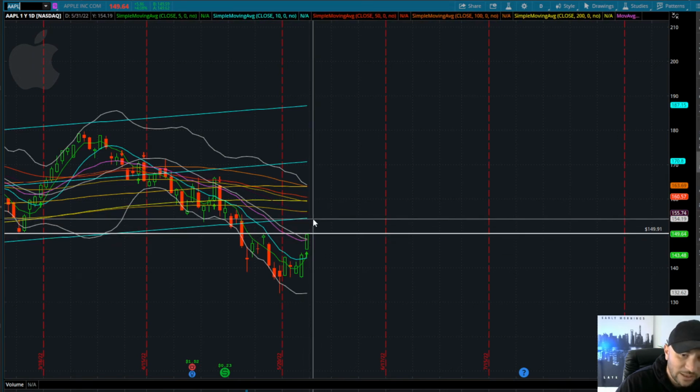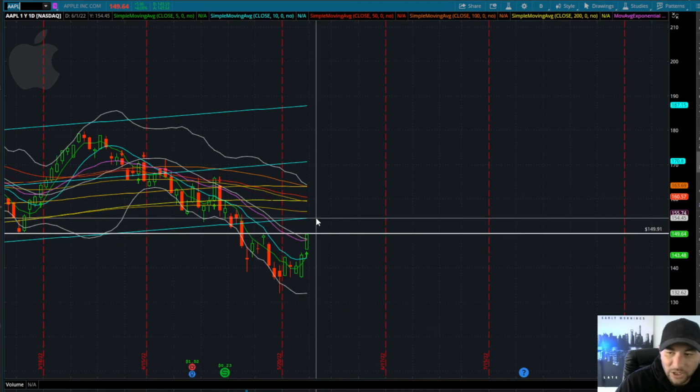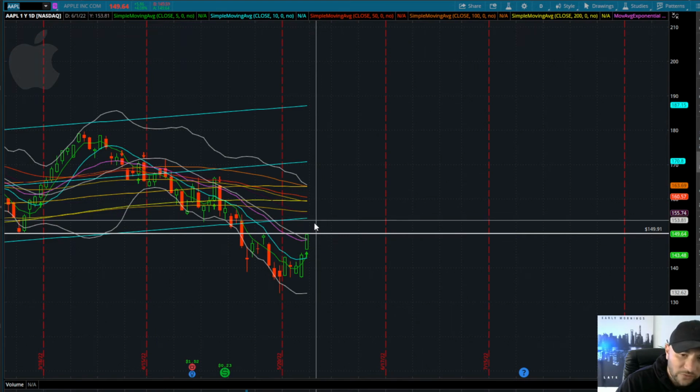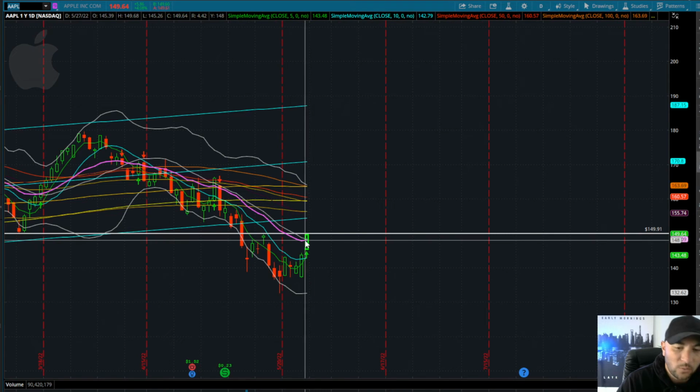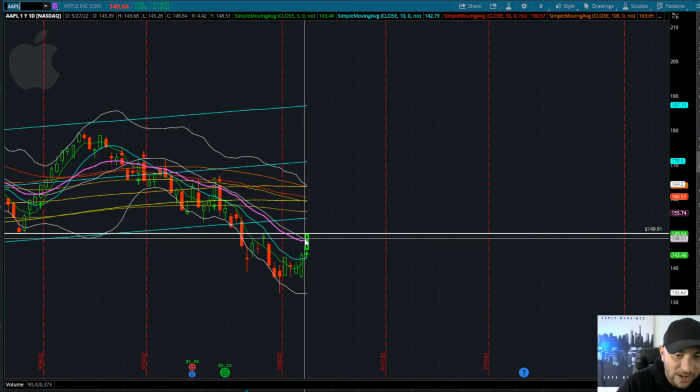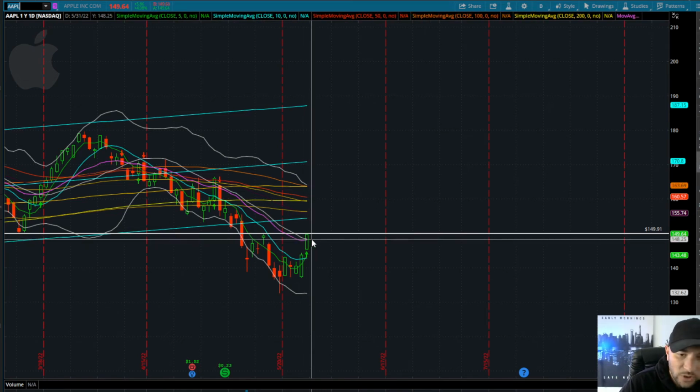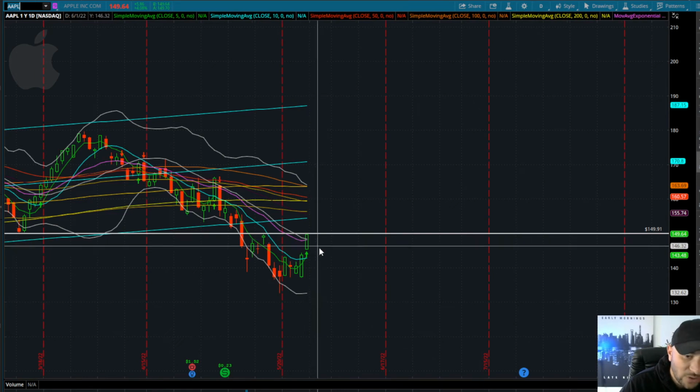What's the next level of supply? That's the linear regression channel 50. That supply zone is 154.45. Now, if you just want to use the 20-day moving average now as your stop, then you would use a close under 148.25. You would just get out.